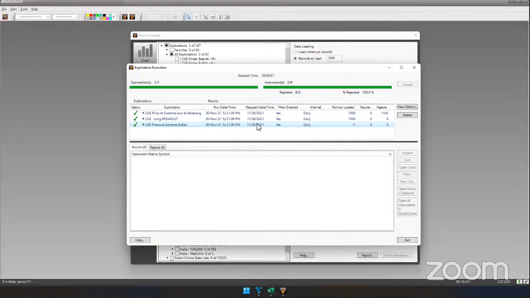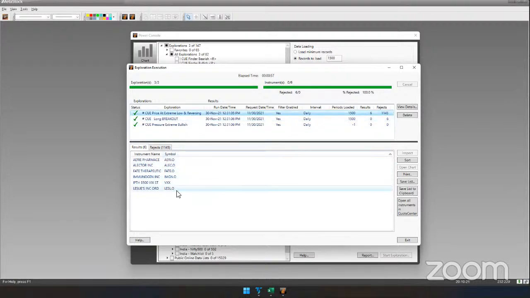This is what I meant when I told you it is useful to run the least restrictive ones first in a combo scan in the waterfall model. So I didn't have any breakout with bullish pressure, but I have some stocks in extreme low and reversing. These are the stocks.